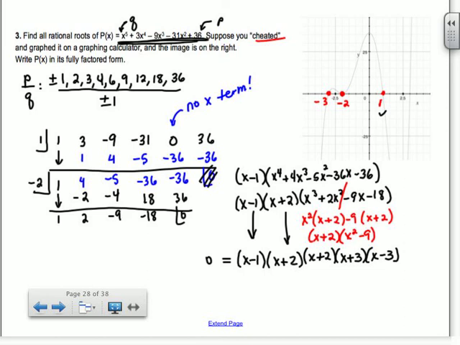I don't really see the benefit of doing the, like, p over q if you're going to use synthetic division anyway. Like, I don't. Because that tells you your possibilities.